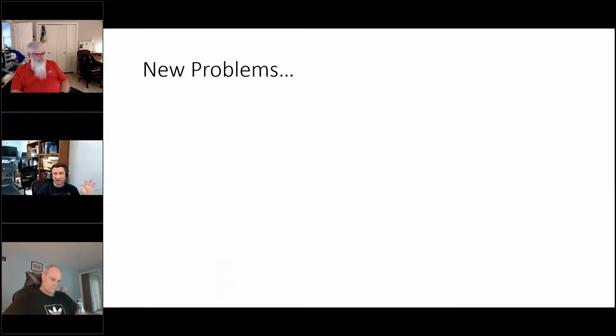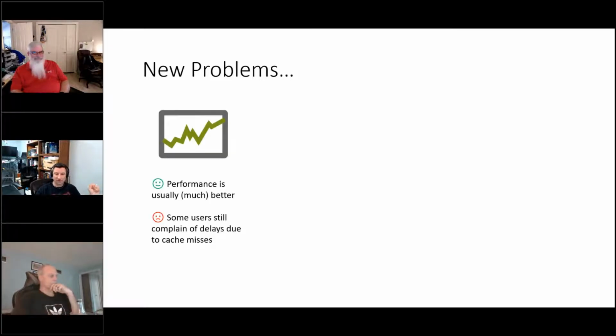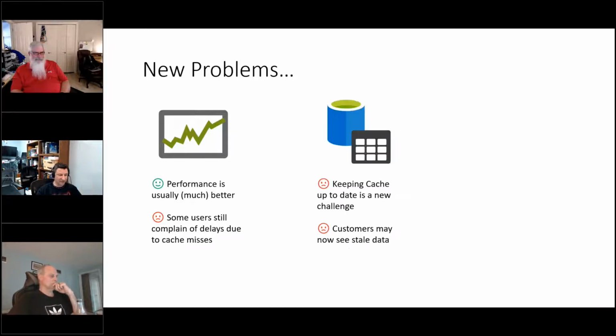Okay, so now we've introduced a cache. So now we have some new problems, right? Our performance is generally much better. Some users are still going to complain about delays when we hit those really tough queries and the data is not in the cache. The other thing that's a problem now is that we have to keep the cache up to date, right? Because of how we implement the cache, if we aren't doing that write through strategy effectively, there is going to be some period of time before those caches expire when customers may see stale data.